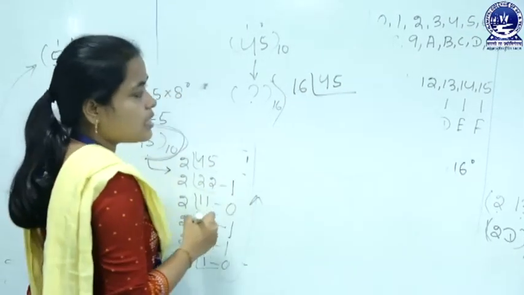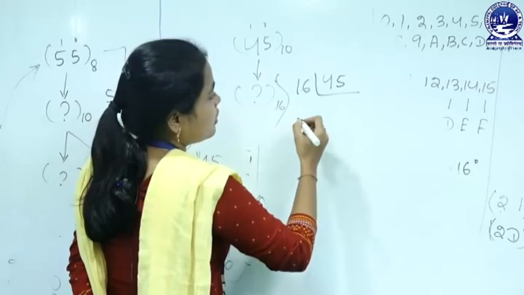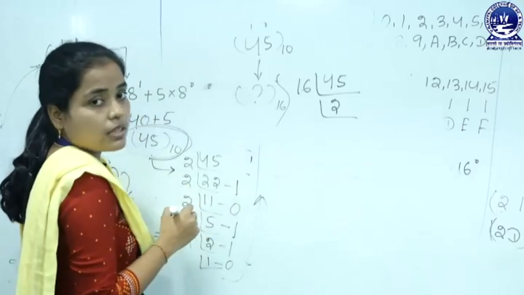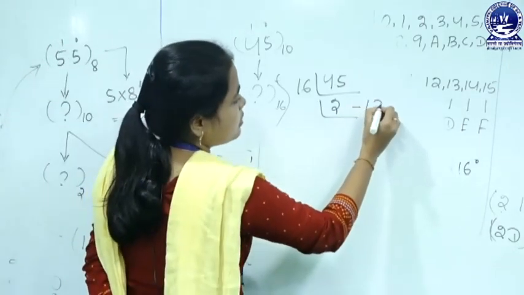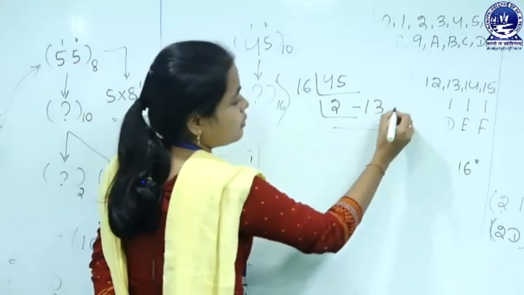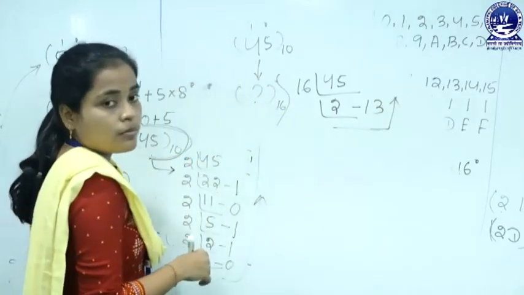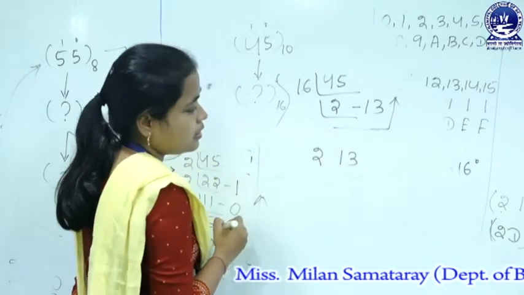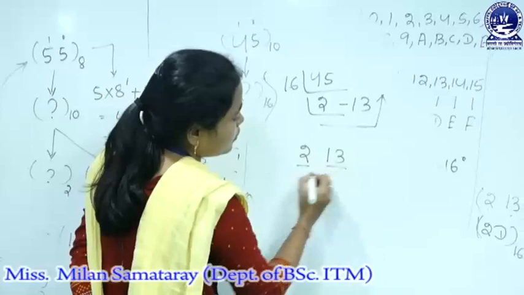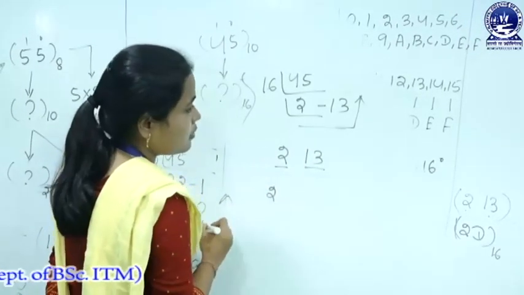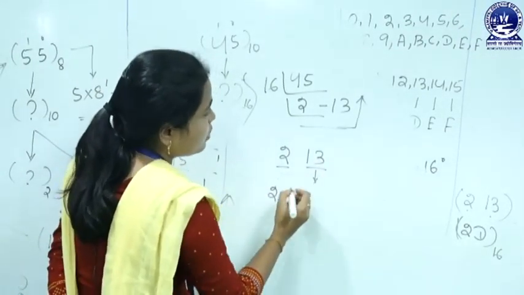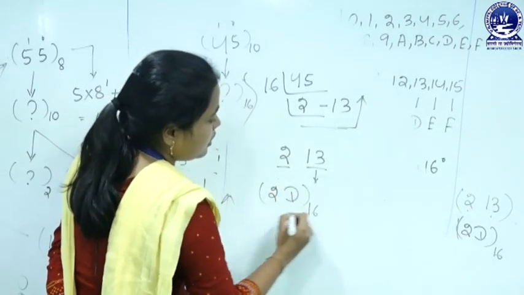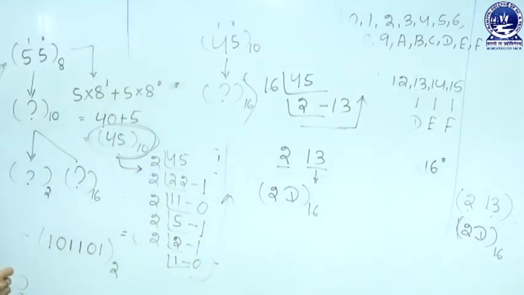45 is divided by 16. So what will be the result? 2, and the remainder is 13. Reading from bottom to top, it is 2, 13. For 2 it remains the same value 2, but for 13 we have to write the coded value, that is D, and this is our radix 16.